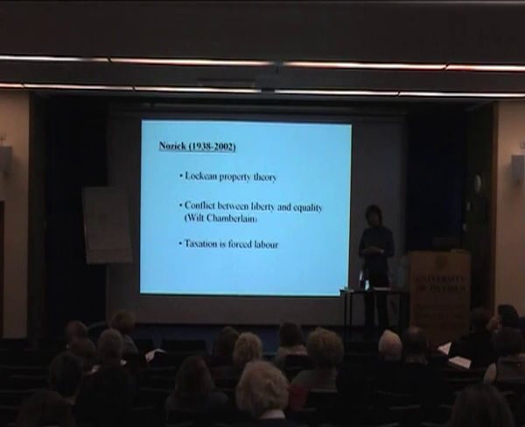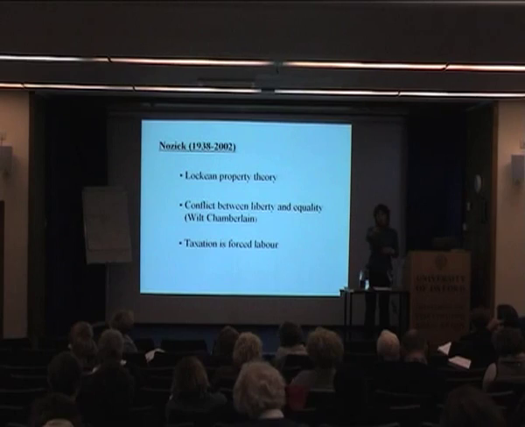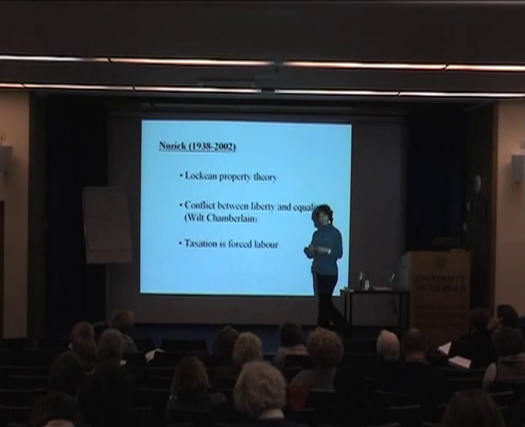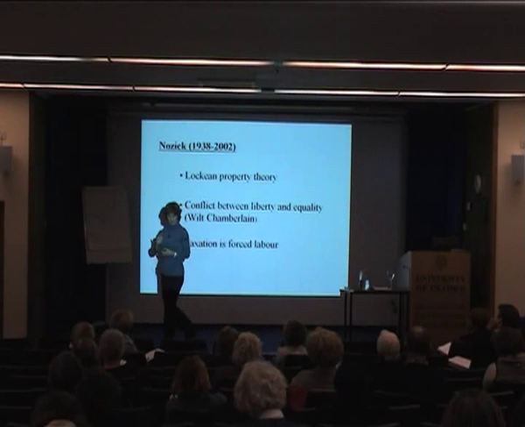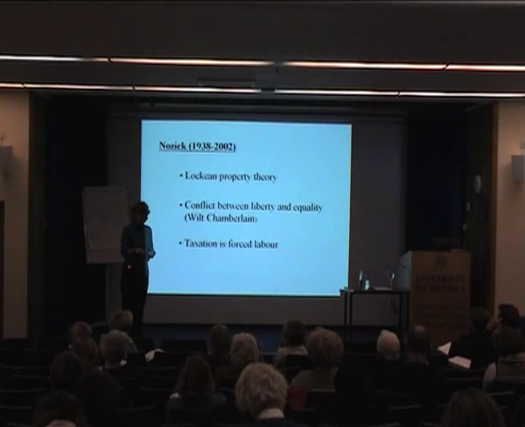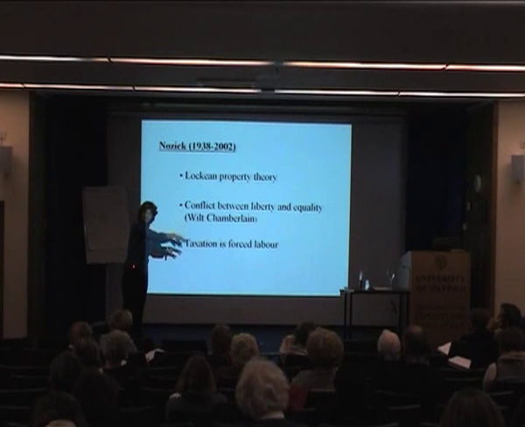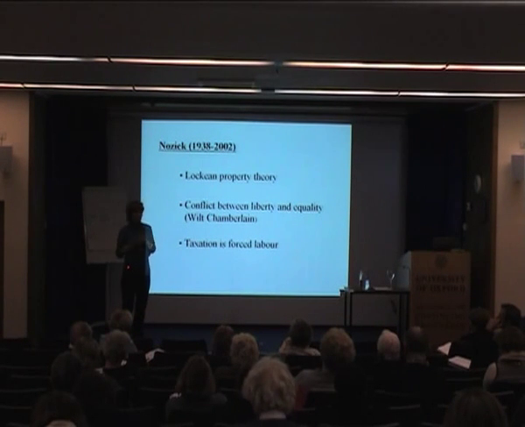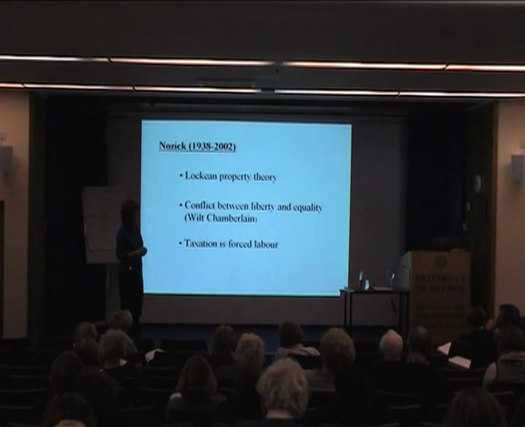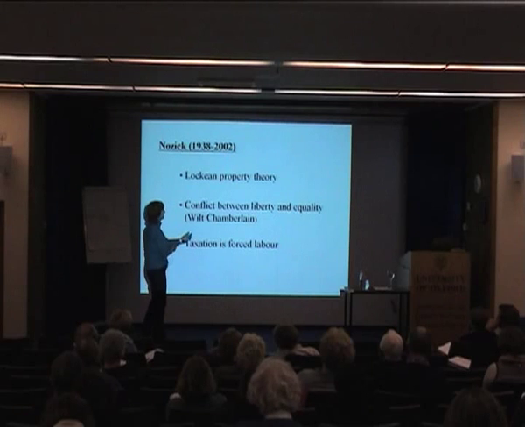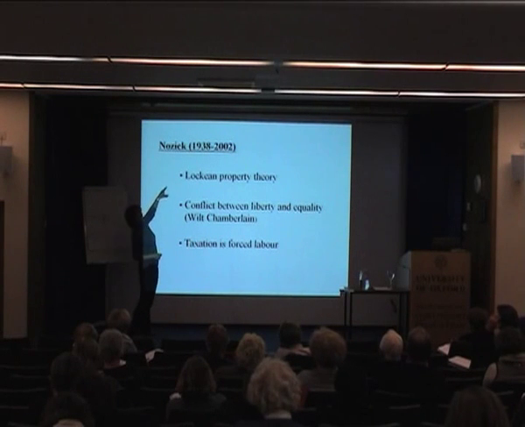If there are 10 apples, then you take one, you take one, you take one, you take one. But when it gets to the 10th, I can't take it because I'm not leaving as good and as much behind. But if I can't take it, neither can the 9th person or the 8th person or the 7th person or the 6th person. And it looks as if property can't be owned at all, if you think of the zip-back principle. So there are problems with the Lockean property theory, which underpins Nozick's theory.